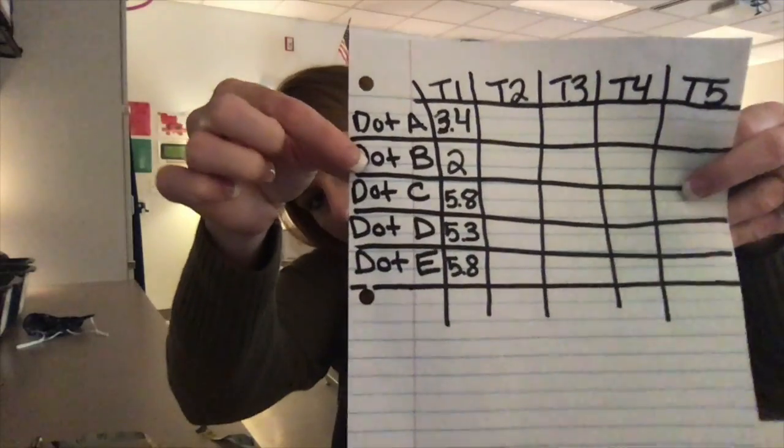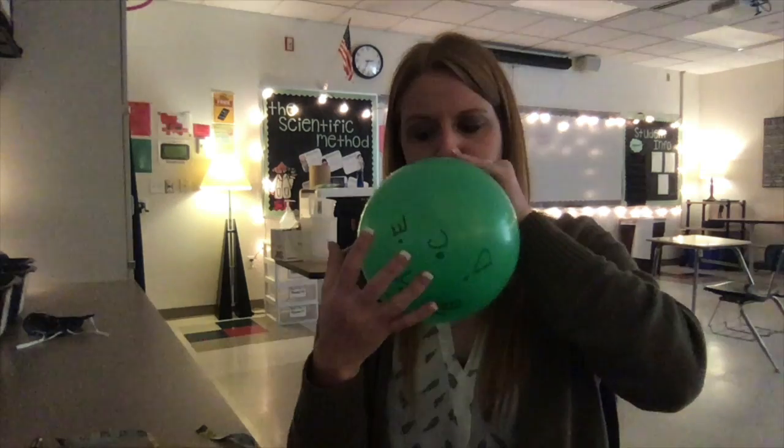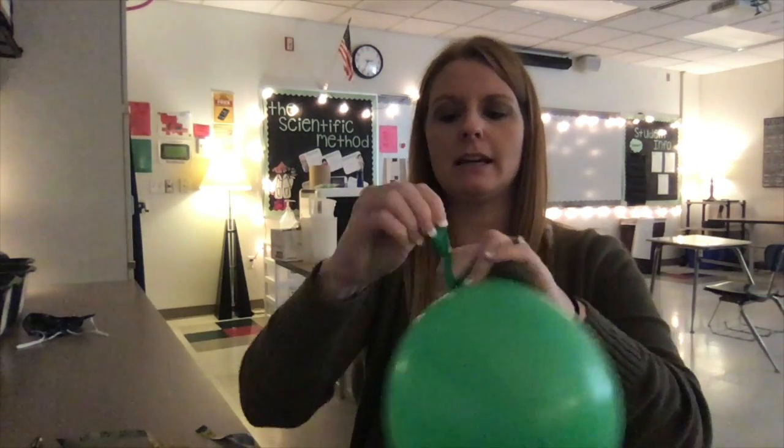All right, and here are my time one distances or data. All right, for time two, I'm gonna put two more breaths of air into my balloon to inflate it a little bit more. I'm not gonna let the air that I already have in here go. All right, I got it a bit bigger. Again, I'm gonna wrap it around my finger so I don't let any air escape.